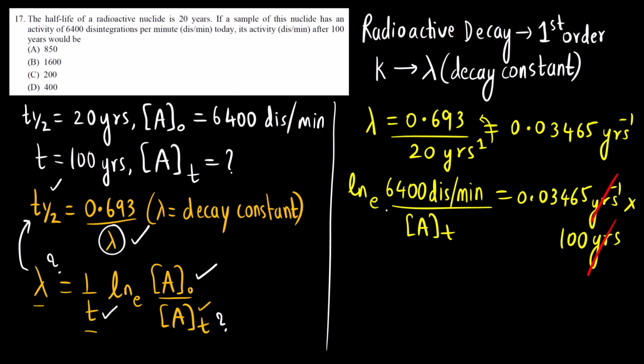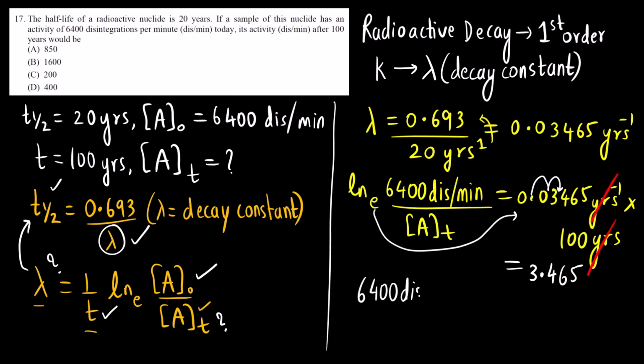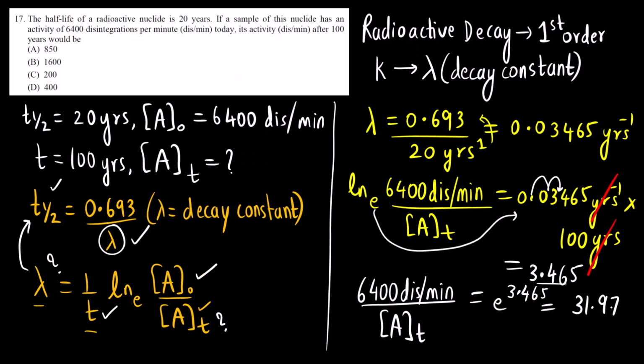Now how do you remove this log? You do e raised to this value. 0.03465 into 100 means you shift the decimal two places to the right, so this will be 3.465. So 6400 disintegrations per minute divided by AT is equal to e raised to 3.465. This comes out to be 31.976.